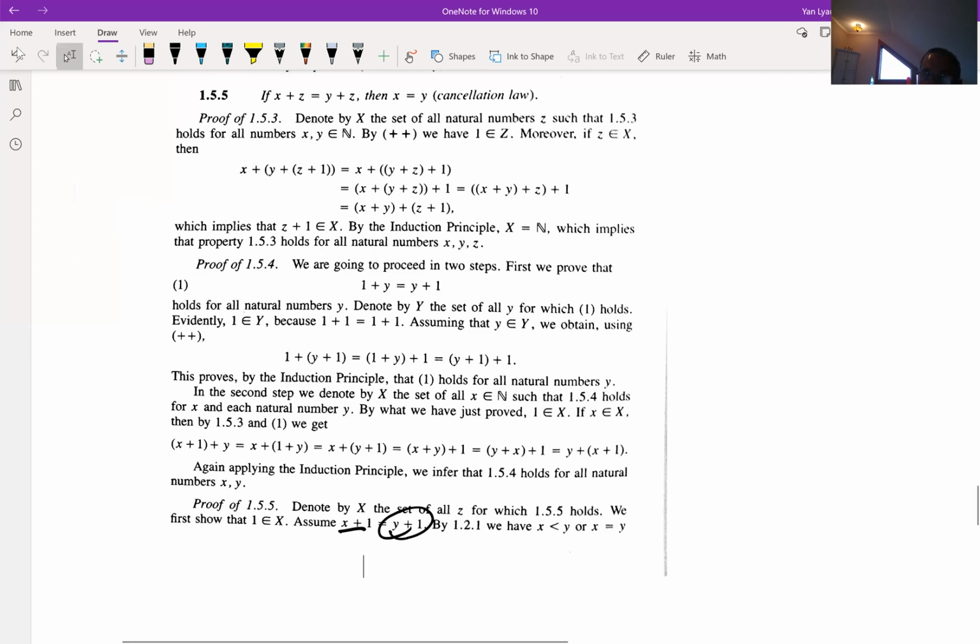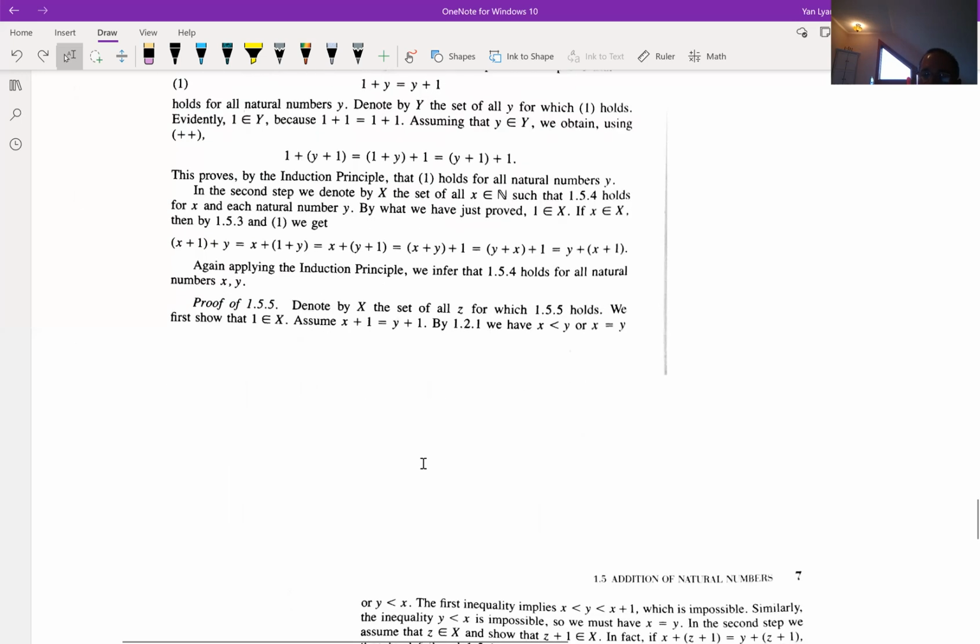And so then after that, it says by, so we're assuming that x plus 1 is equal, the least element greater than x is equal to the least element greater than y. And then by 1.2.1, which you can go up to if you want, by 1.2.1, yes, it says we have x is what, because that's trichotomy, right?